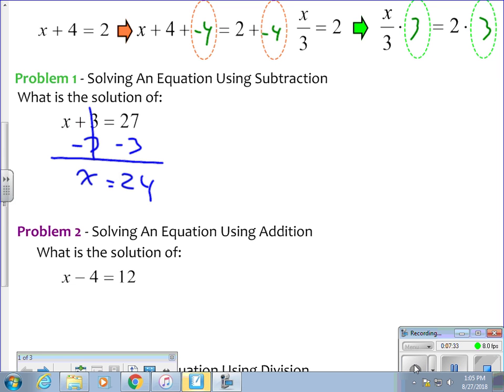Notice how I do my work. This is how I want you to do your work. I want you to do your work like this. This is the correct method. Work vertically, not horizontally. There are good reasons for that.